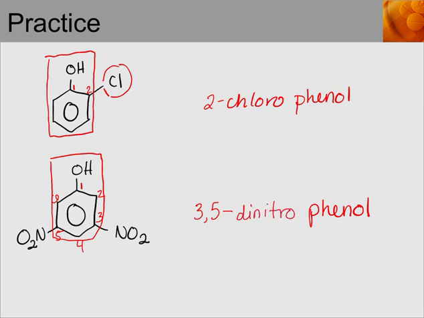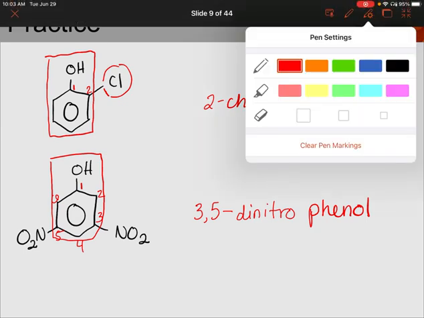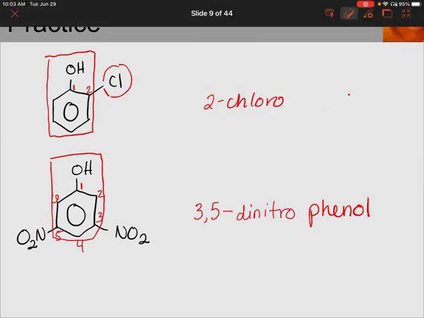Oh, and there shouldn't be a space in between the groups, so I'll just rewrite phenol here because it looks like there's a space, but this is actually all one word. There we go. It's just hard to write backwards, I guess.